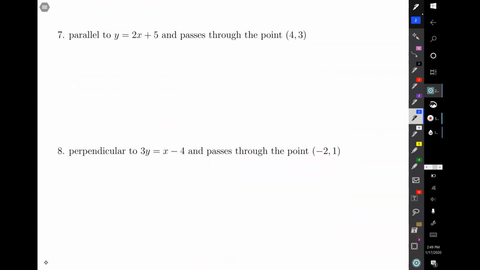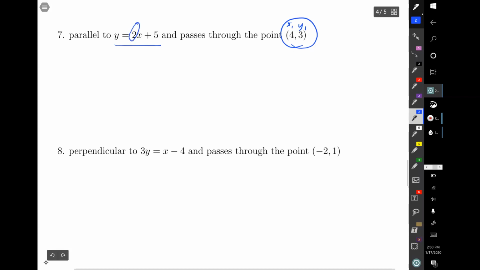So number 7 reads parallel. We want to write an equation of a line parallel to y equals 2x plus 5, and it passes through the point 4, 3. So the point 4 comma 3 is going to be our x sub 1, y sub 1, and then our slope needs to be 2 because we want the line parallel to it. So m equals 2. And I have the point 4 comma 3. You have enough information to practice writing an equation of a line on your own first.